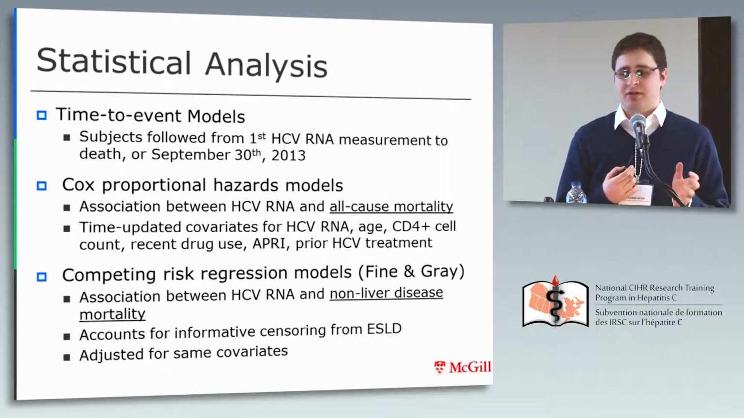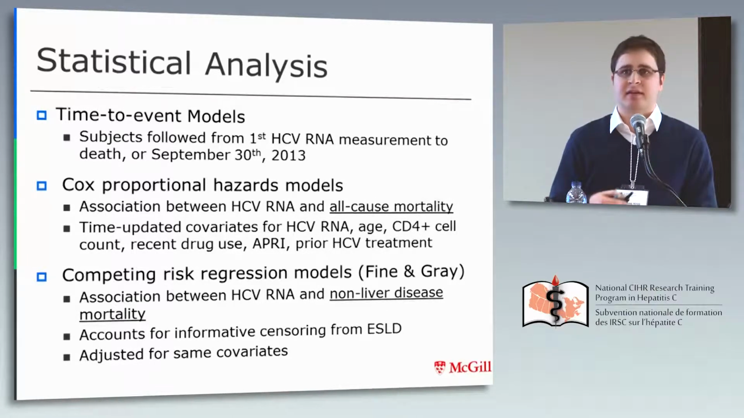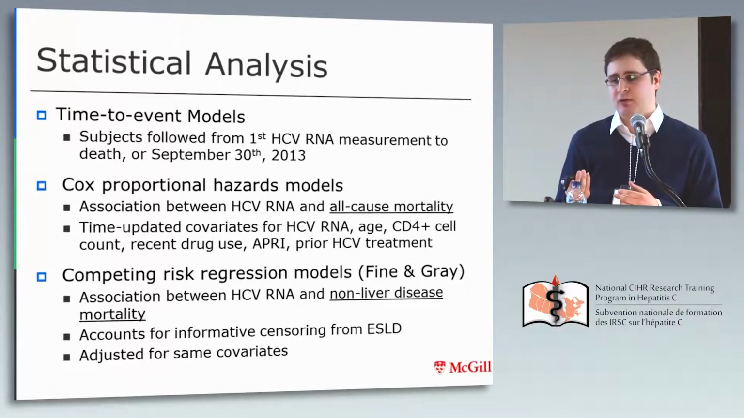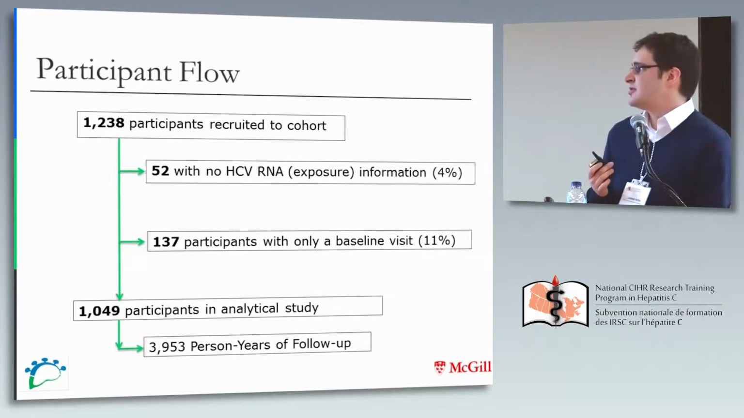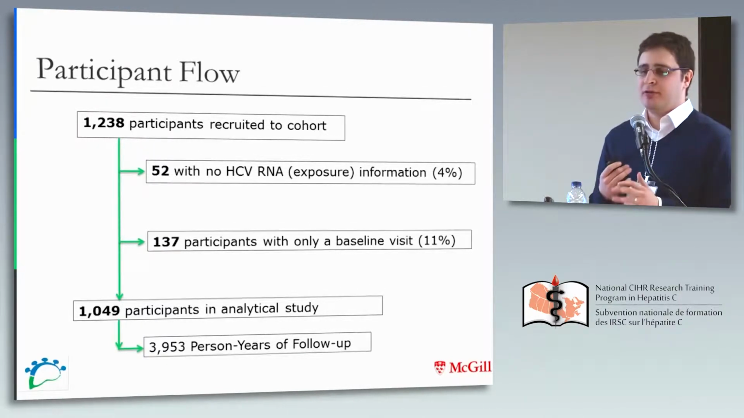And to examine the association between HCV RNA status and non-liver disease-related mortality, we fit an analogous model to the Cox proportional hazard model that takes into account competing risks, the Fine and Gray method, and we adjusted for the same covariates. So just to provide a brief calculation of how many people were included in our cohort study.